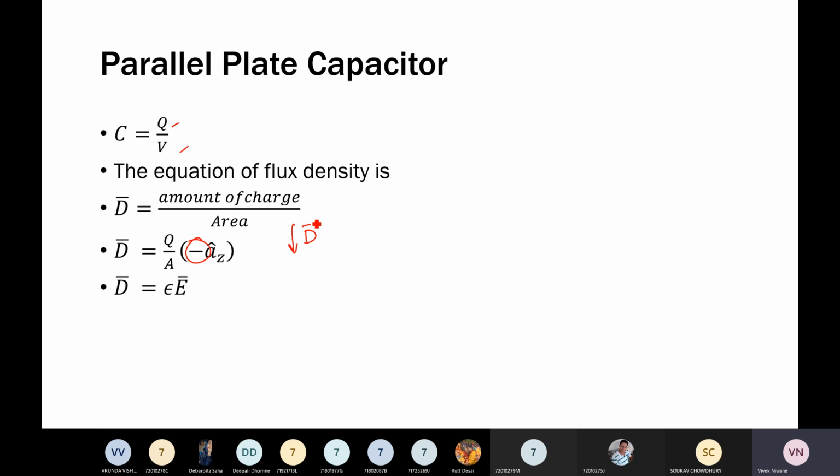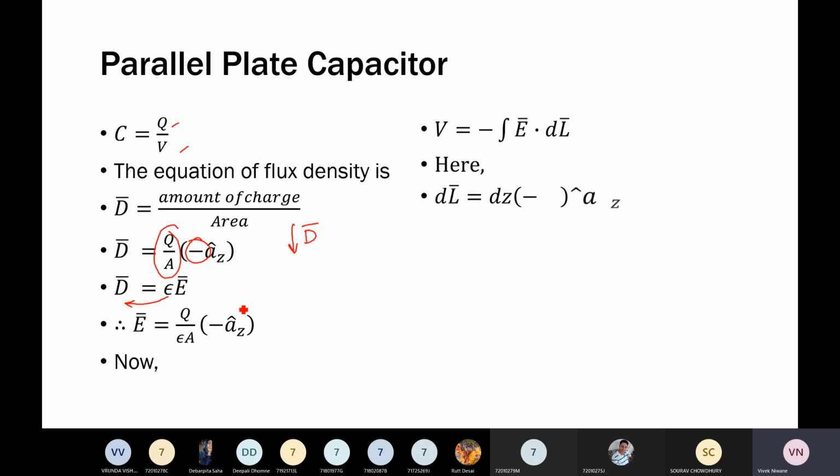Okay. We also know that d bar is equal to epsilon E bar. So therefore E bar is equal to, ये इप्सिलॉन को इस साइड में लेके चले गए and we also put the values of Q and A. So E bar is equal to Q upon epsilon A minus AZ cap. Now we know that one expression talks about the potential V is equal to minus integral of E bar dot dl bar. Here dl bar is equal to dz minus AZ cap, negative direction of Z. Okay. D bar is moving in a downward direction. So put the values everything in the equation.